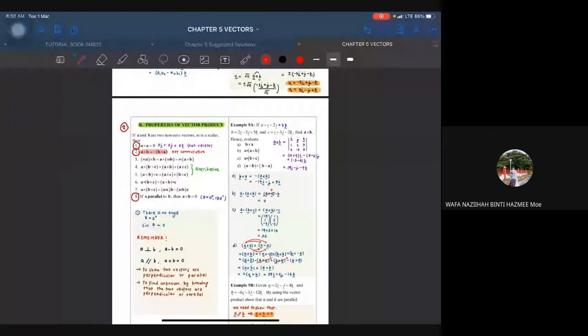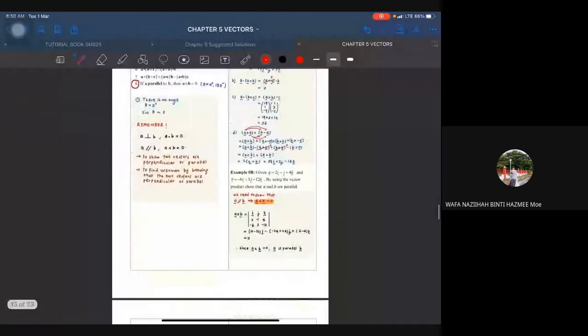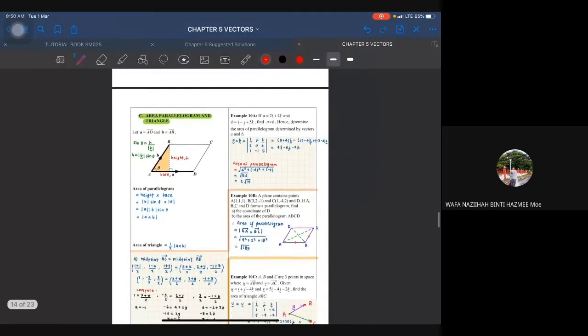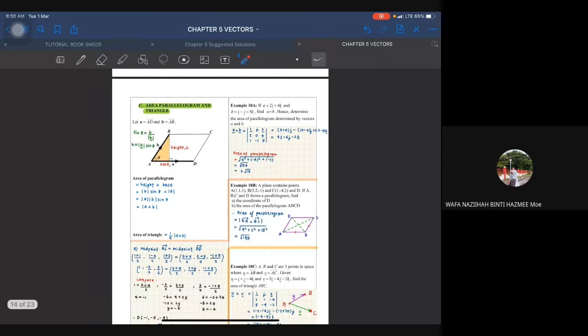Second. Okay, so the next one is how to find the area of a parallelogram and also a triangle. Just this. This one and this one. Two important things. Okay, let me highlight it for you. Just these two. This and this. Thing number 3. Okay, so you remember it like this.